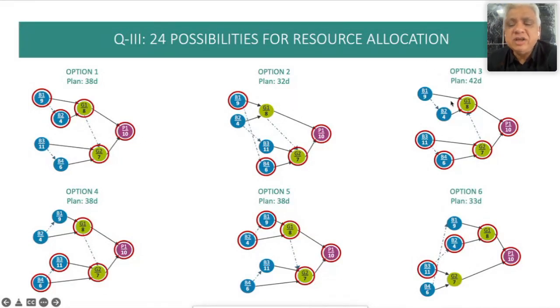Right? The difference between 32 days and 42 days, or the difference between 32 days and 38 days, is your coordination loss, which is resources waiting unnecessarily for work to come to them, or work unnecessarily waiting for resources. You could have done better by allocating resources in a different way. Right? So this is the background.